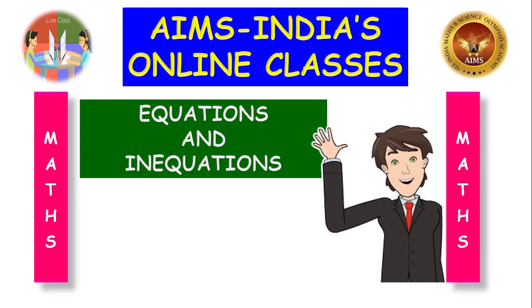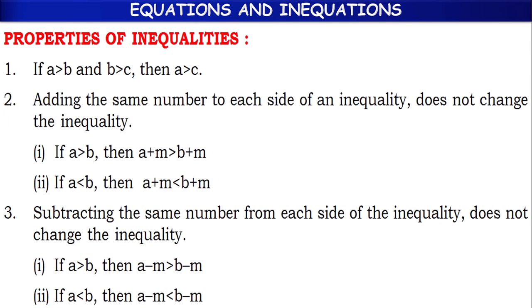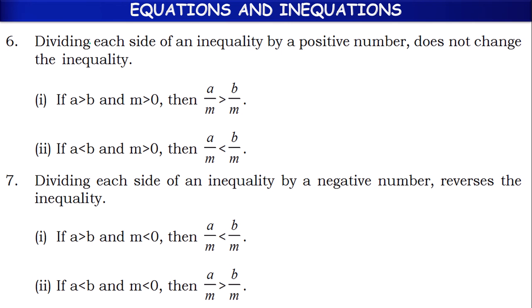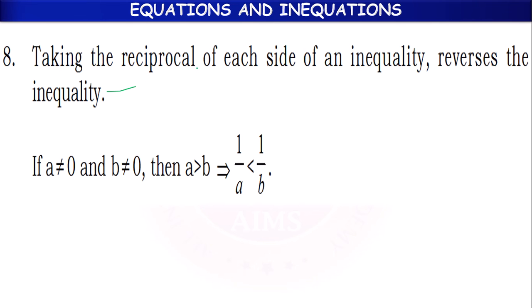So, okay children, what we have learned: properties of inequalities. If A greater than B, B greater than C, then A will be greater than C always. Adding the same number on both sides of an inequality does not change the inequality. Subtracting the same number, multiplying by a positive number, no change. Only while multiplying with a negative number, the inequality gets reversed. Dividing by a positive number, no change. Dividing by a negative number, the inequality gets reversed. Taking reciprocal, the inequality gets reversed.